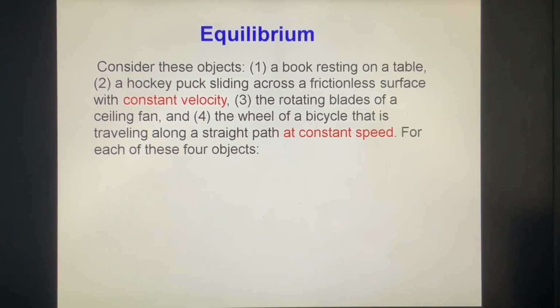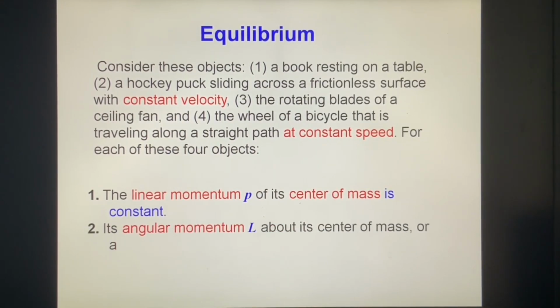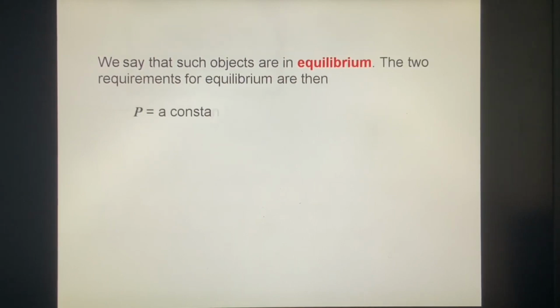For each of these four objects, 1. The linear momentum p of its center of mass is constant. 2. Its angular momentum L about its center of mass or about any other point is also constant. We say that such objects are in equilibrium. The two requirements for equilibrium are then p is a constant and L is a constant.